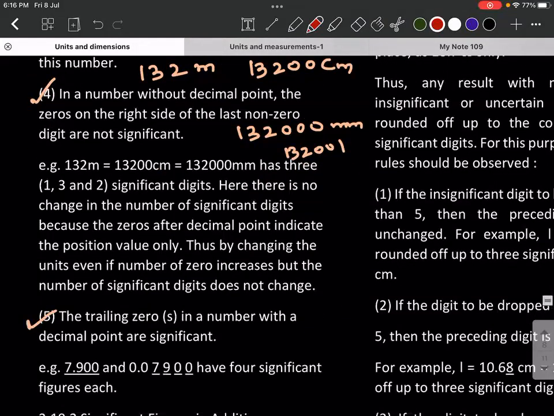Fifth one. The trailing zero. In the previous one you saw the zeros that are added without a decimal point. But if the same number is with a decimal point, see what will happen to the zeros after the non-zero digits. The trailing zero or zeros in a number with a decimal point are significant. The trailing zeros means the zeros which are there after the non-zero digit, provided the number has a decimal point, are what? Significant.